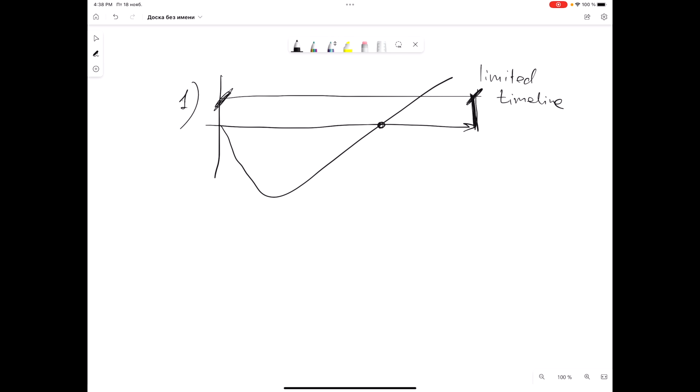Then we have the point when this diagram crosses the timeline. This is the moment when you get back all the investment. This is the payback moment. This is the moment when you get back all that you invested in your business idea.